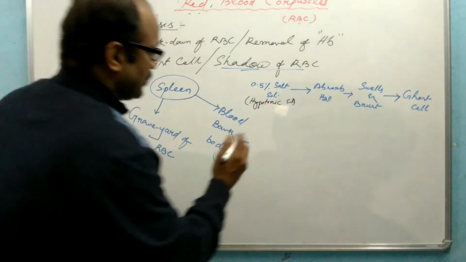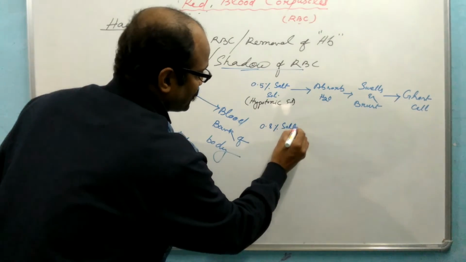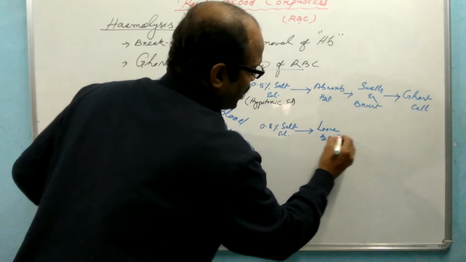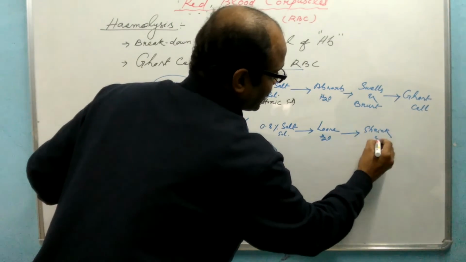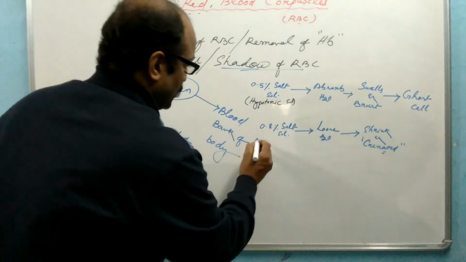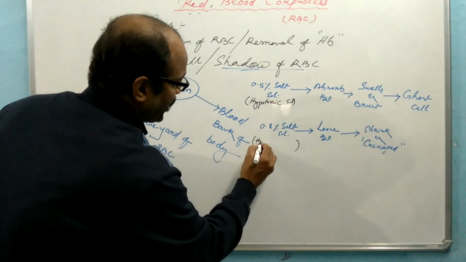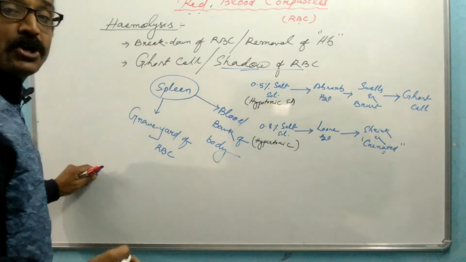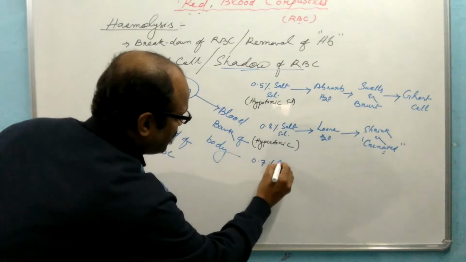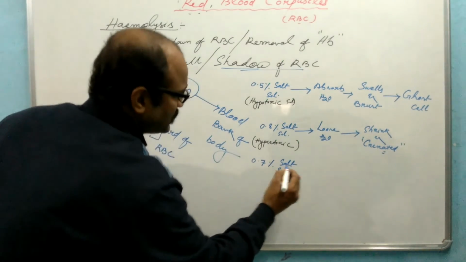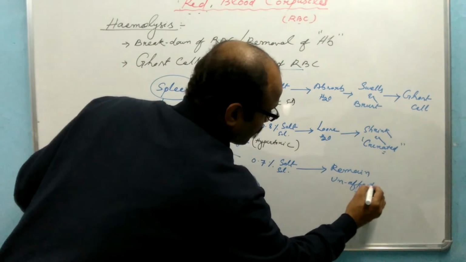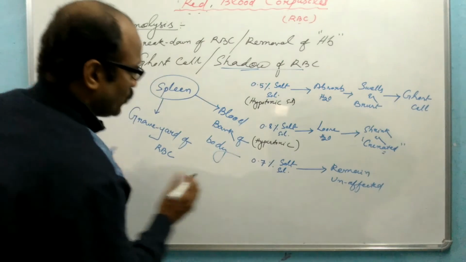If we put the RBC in 0.8% salt solution, then RBC lose water and shrink, which is also known as crenated, and the solution is known as hypertonic. If you put the RBC in 0.7% salt solution, then RBC remain unaffected. Such a solution is known as an isotonic solution.